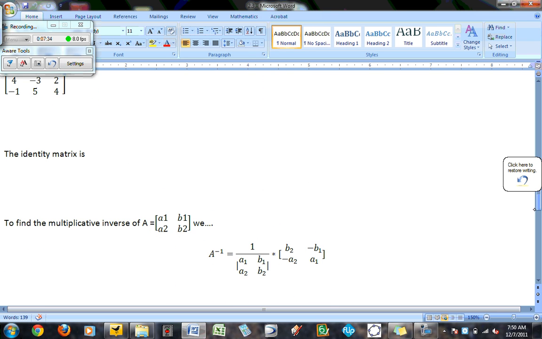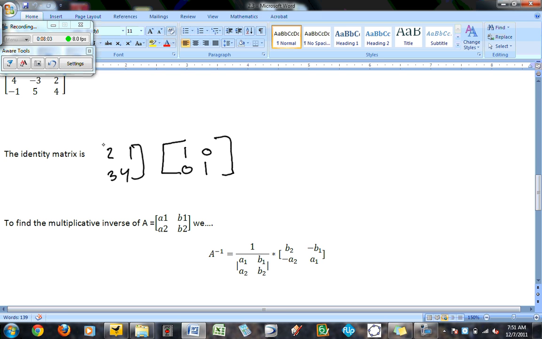Now, we're to the identity matrix. I told you the identity matrix for addition was a 0, 0 matrix, 0, 0, 0, 0, right? Well, in multiplication, it's a little different. It's 1, 0, 0, 1. So 1's going diagonal is the identity matrix. And what that does is that if I multiply any 2 by 2 matrix by this one, I'm going to get the same matrix. That's what identity matrix means.